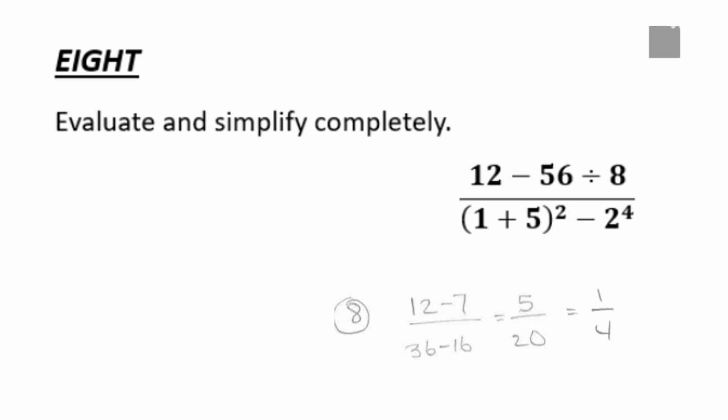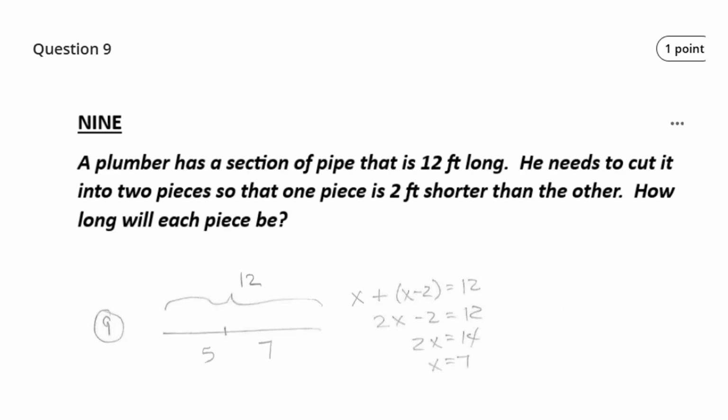Number 8, you had to divide the 56 by 8 first, giving you 7. So when you do the calculation, you do the order of operations in the denominator as well. You get 5/20, and in lowest terms is 1/4. Number 9, you cut a 12-foot long thing into 2 pieces where one piece is 2 feet shorter than the other. The answers are 5 and 7.